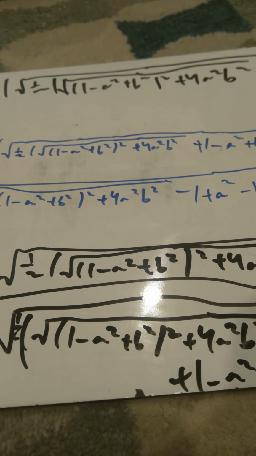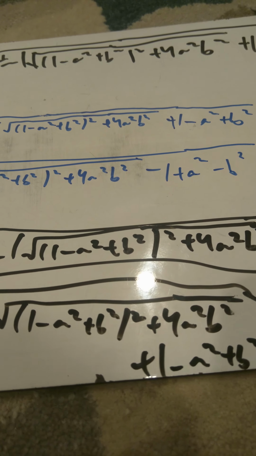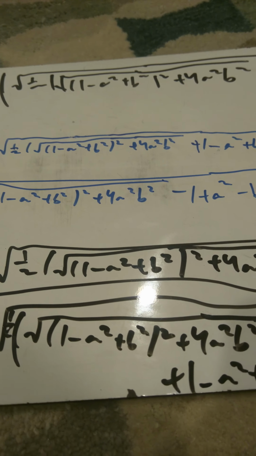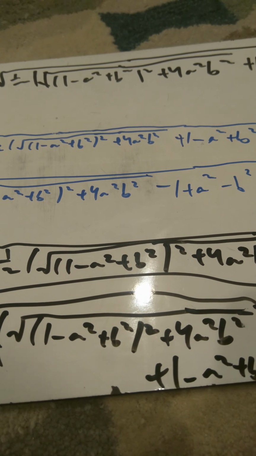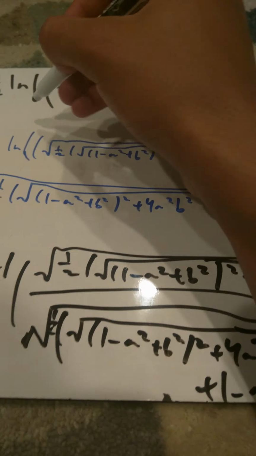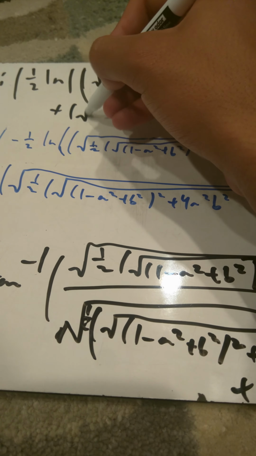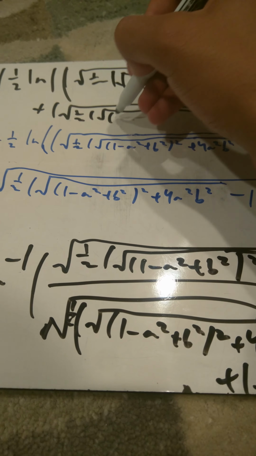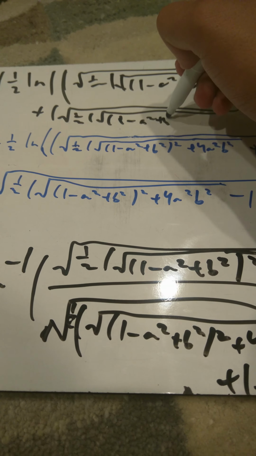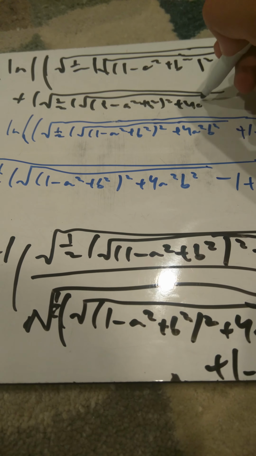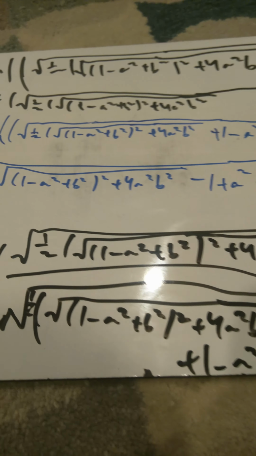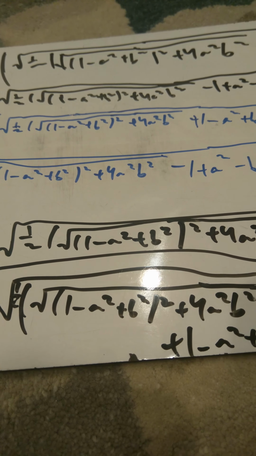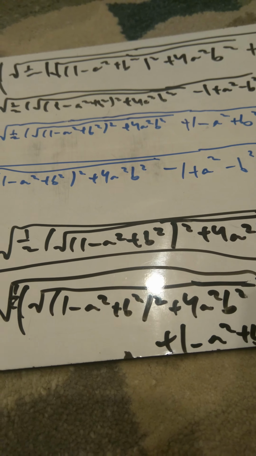And then we have minus b. And then this is squared. And then we have plus. I know it's kind of hard to see, but just take that in mind. Square root of 1 minus a squared plus b squared squared plus 4a squared b squared minus 1 plus a squared minus b squared, and then plus a, and then all of this is squared.